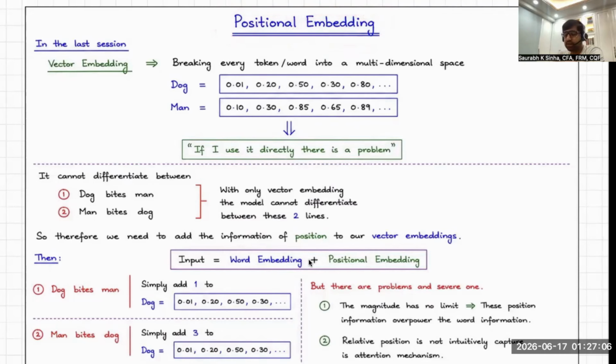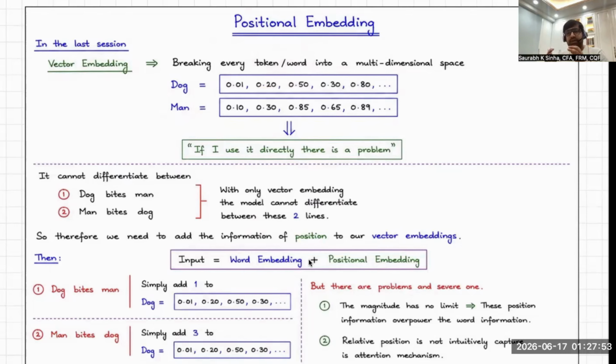In the last session, we discussed vector embedding. If you haven't watched the session, please have a look because it is important to think in terms of dimension. What we have studied in vector embedding is that every word or every token needs to be decomposed into a multi-dimensional vector space. So if the word is dog, I'll break the word into a vector which represents different dimensions, and these are the weights that we assign to each dimension. Similarly, I'll do it for man. That's what we discussed in the last session.